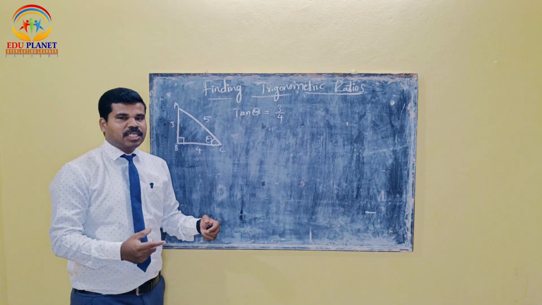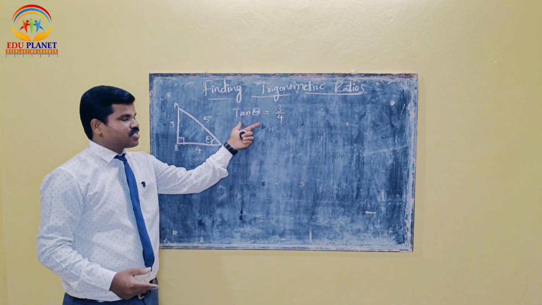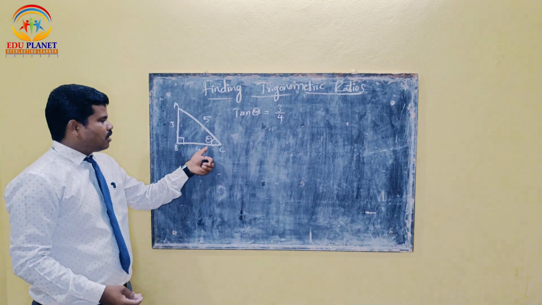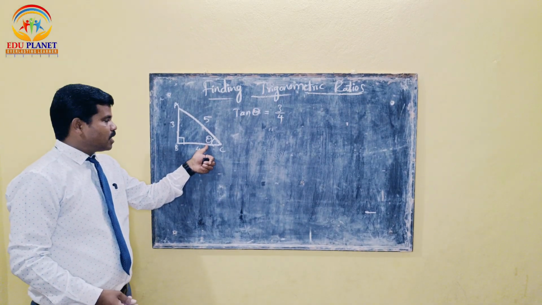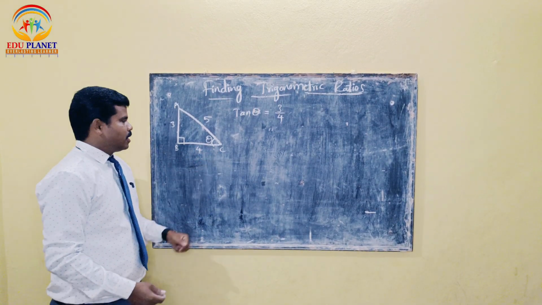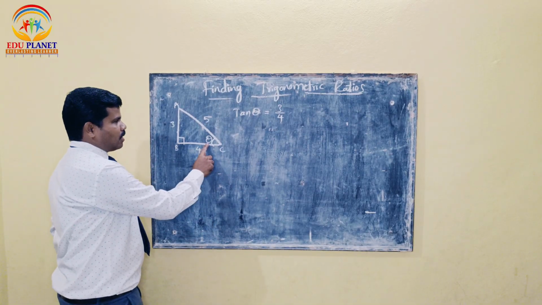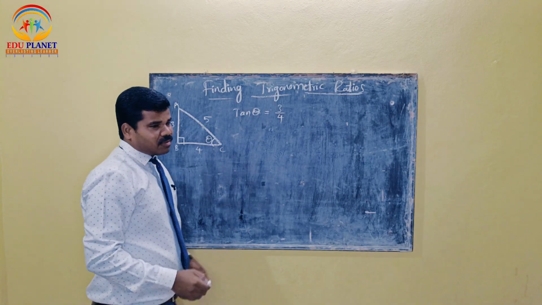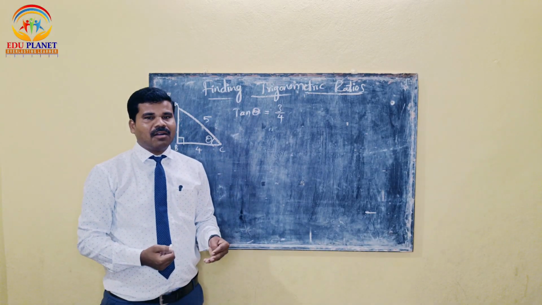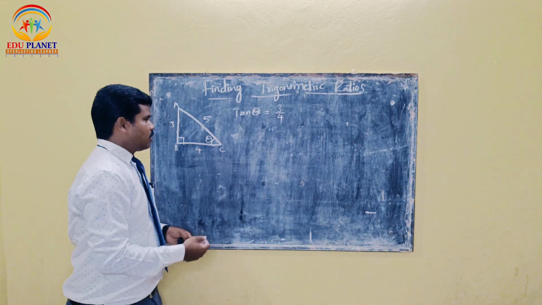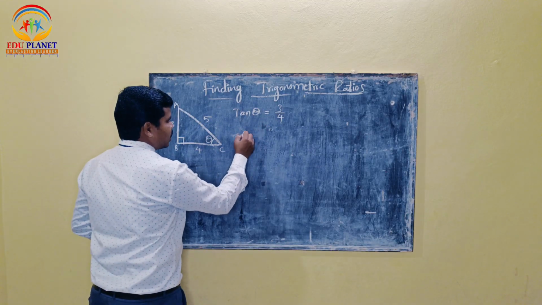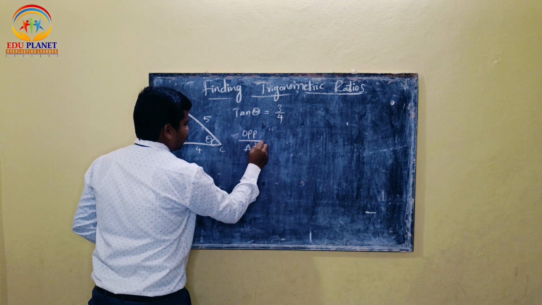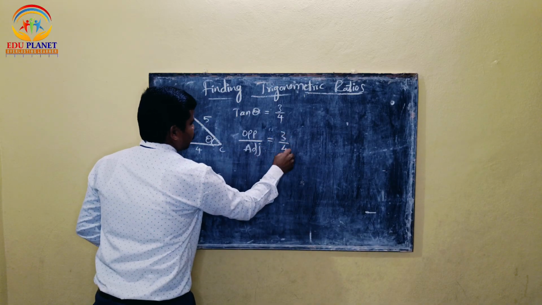As per the given information in the question, tan theta equals 3 by 4. Observe here, where is theta located? Theta is located at point C. In view of theta, we have to consider these two sides. For every ratio in trigonometry, we have definitions. The definition of tan theta is opposite side by adjacent side, equals 3 by 4.